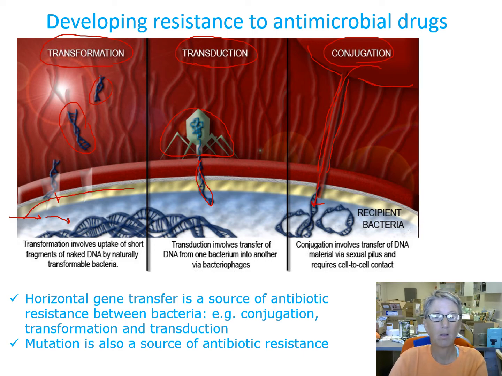This is not sexual reproduction, by the way. Some people are confused about this. This bacteria here is just sending a plasmid with a piece of DNA that could help the recipient bacteria become resistant to drugs. In addition to horizontal gene transfer and these three types of horizontal gene transfer, if you are a bacteria, you can also encounter a mutation that would enable you to resist antibiotics.